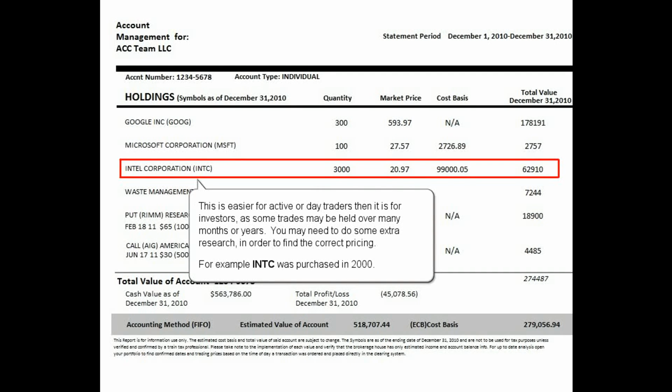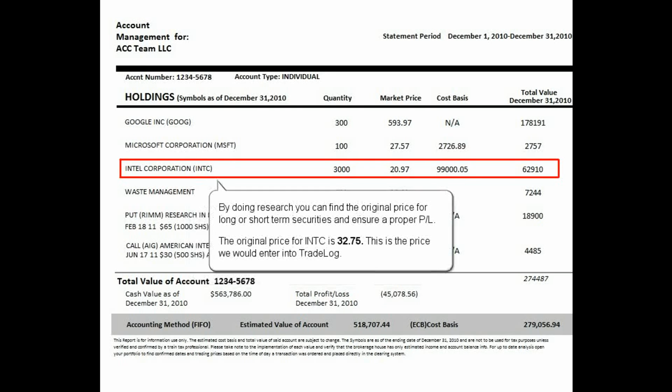For example, INTC was purchased in 2000. By doing research, you can find the original price for long or short-term securities and ensure a proper P&L. The original price for INTC is $32.75. This is the price we would enter into TradeLog.